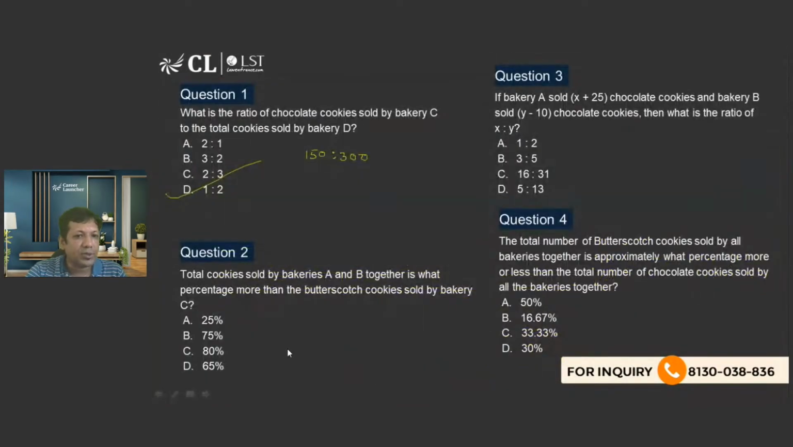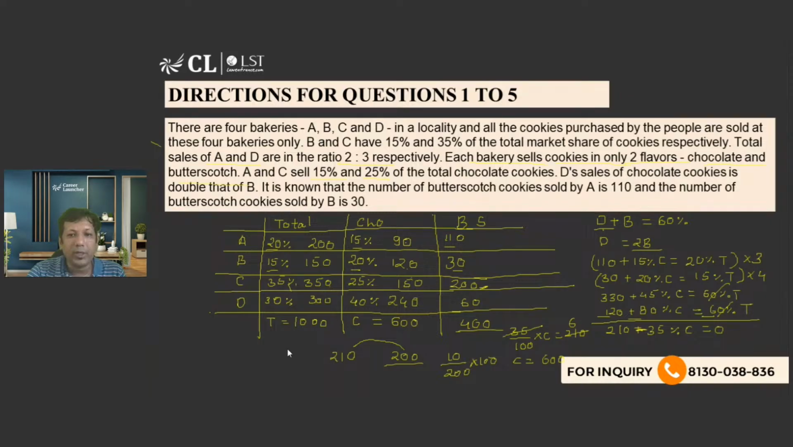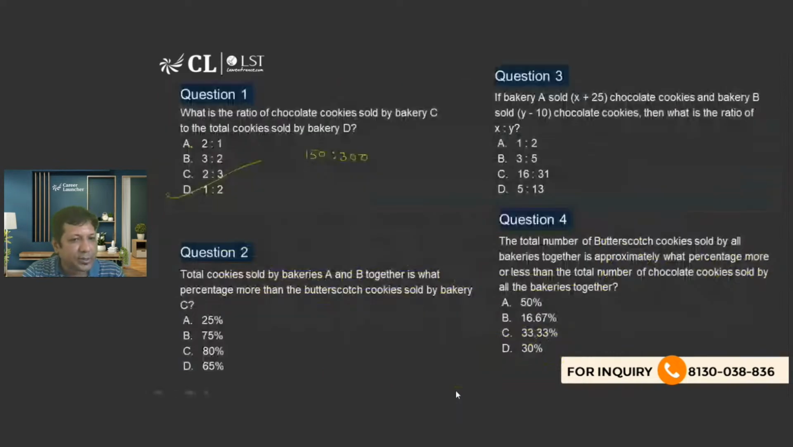So answer of this question is going to be total. Oh, this is not this. I'm talking about total cookies. So total cookies, not chocolate ones. So total cookies are going to be what? 350. And butterscotch cookies by C are going to be 200. So there are 150 more out of 200. So answer comes out to be 75%. I hope I am clear on this. Yes, no?